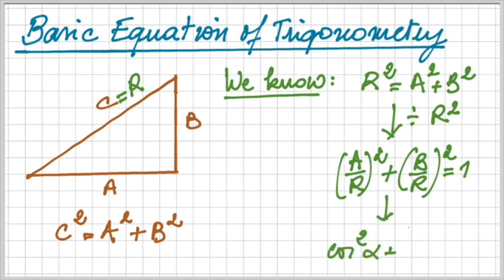We also know that a divided by r is cosine, and b divided by r is sine. So we can replace those in the formula, and we can say that cosine squared of alpha plus sine squared of alpha is equal to 1. That's the basic equation of trigonometry. It's a very important equation to remember. So we see there the angle alpha, and we can of course also apply this for the angle beta.